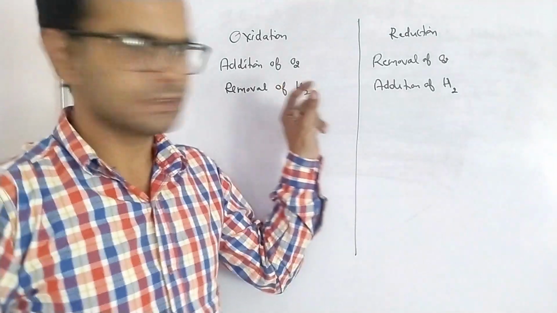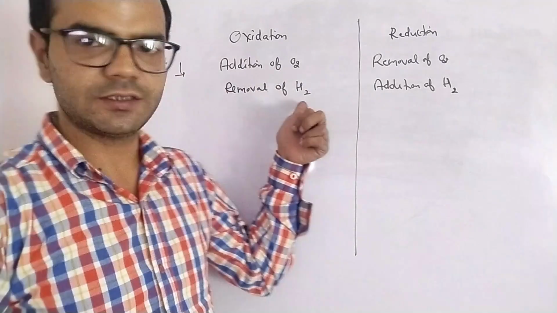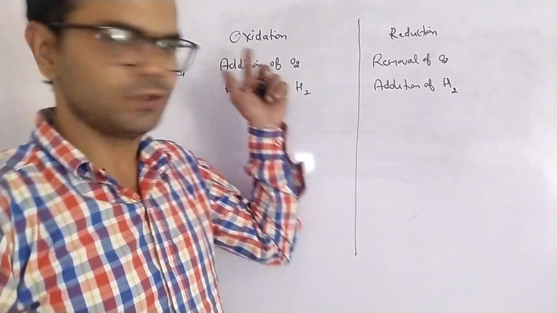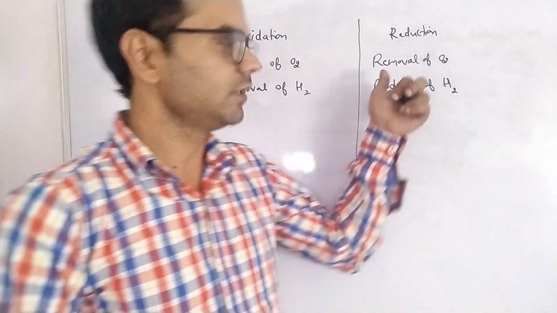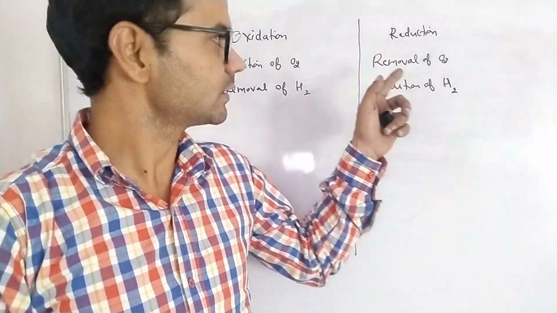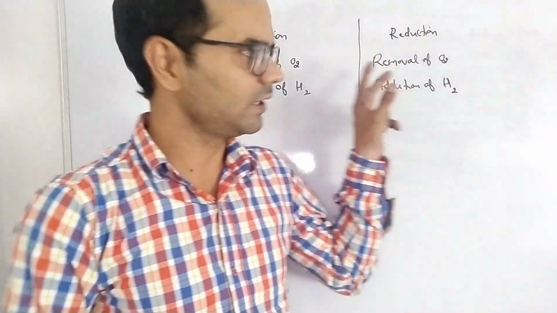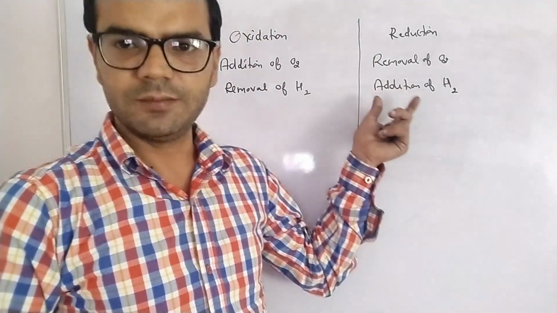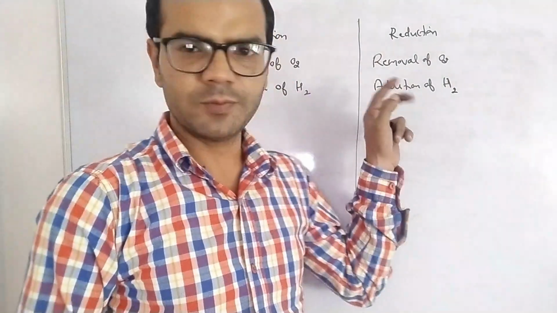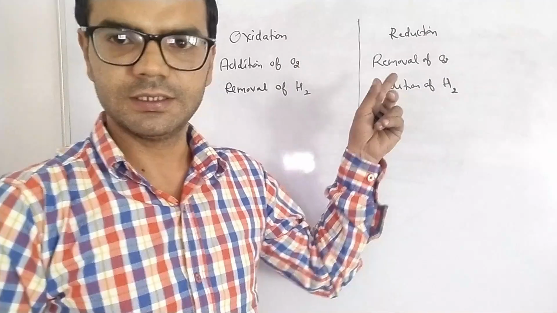In 10th standard, we have discussed oxidation: addition of oxygen and removal of hydrogen in any element, that is called oxidation, and the reverse of it, removal of oxygen and addition of hydrogen, that is reduction. But that is an old concept, we don't need to accept it in class 11. In class 11 we will discuss the latest definition of oxidation and reduction.